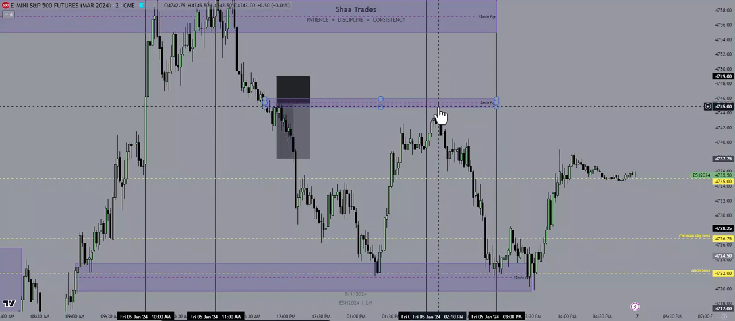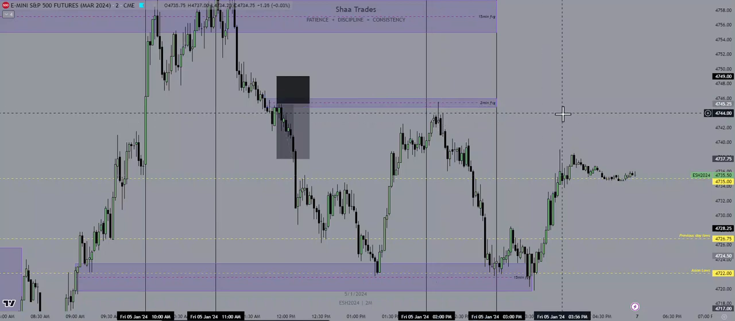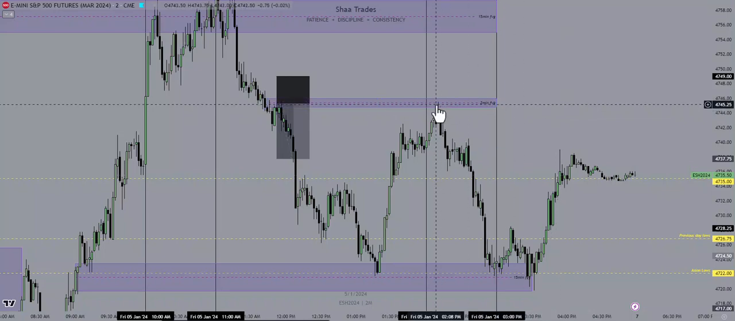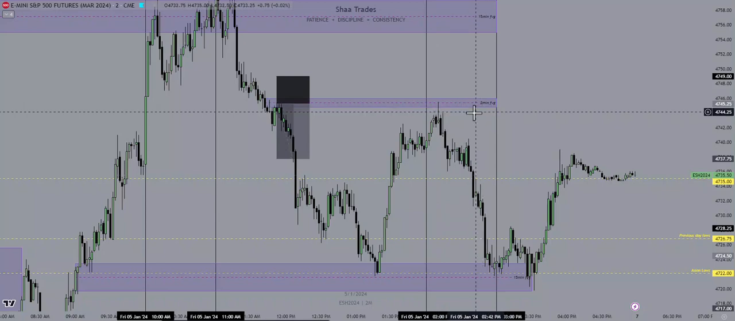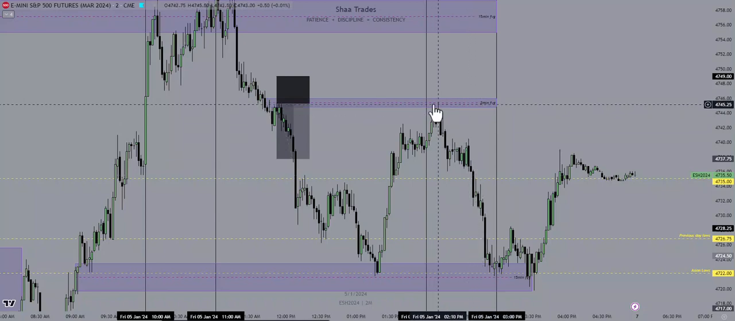No. The reason why is because I'm collecting data, right? I'm still collecting data on this. But from what I've seen, it does respect the zone again. So you could have been a seller here again inside of the silver bullet hour in the PM session. So you could have sold here.